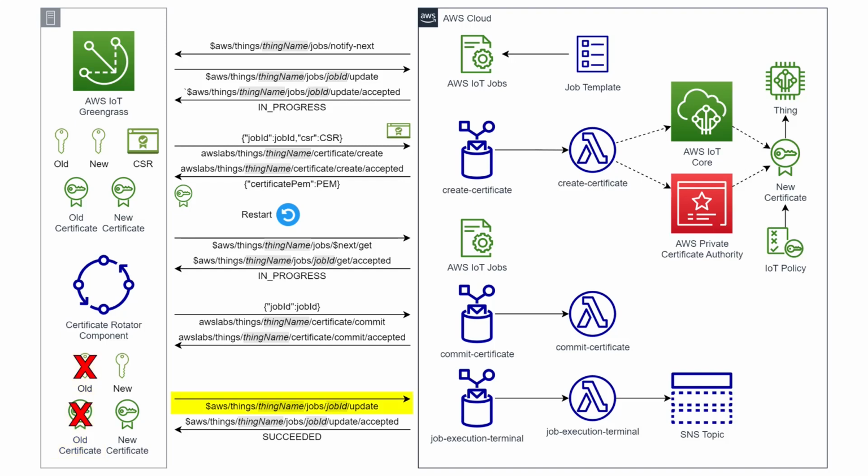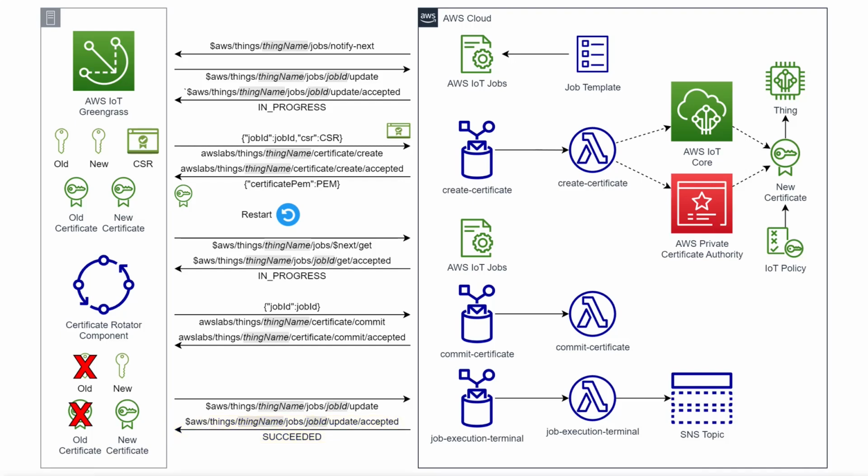The component then updates the job execution status to succeeded. The job execution terminal lambda deletes the old certificate from the AWS IoT Core registry. The cloud notifies the component that the job is completed.